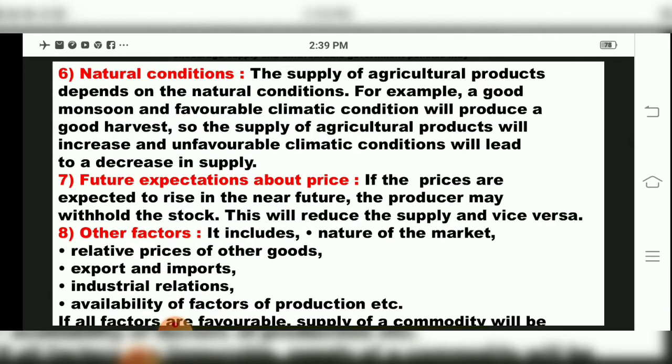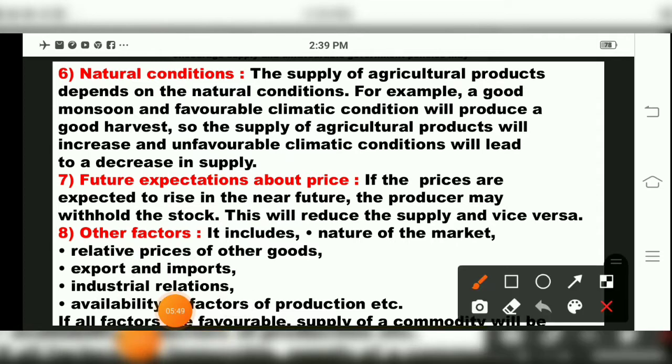Now the next determinant of supply is natural condition. Now natural condition means what? The supply of agricultural products depends on natural conditions. For example, if we have a good monsoon and favorable climatic condition, it will produce a good harvest. So the supply of agricultural produce will increase, and unfavorable climatic conditions will lead to a decrease in supply. So it depends upon natural condition. Good monsoon, good favorable climate, we will have a good harvest.